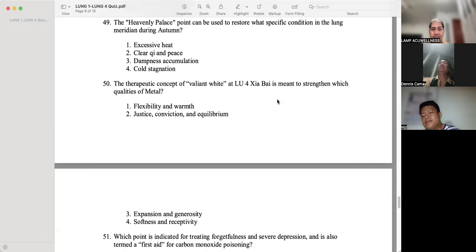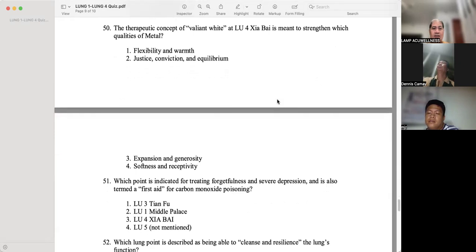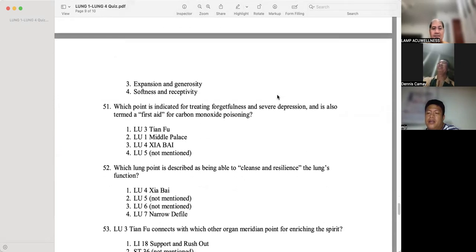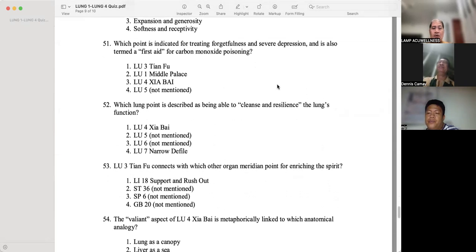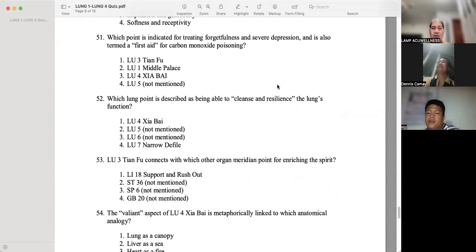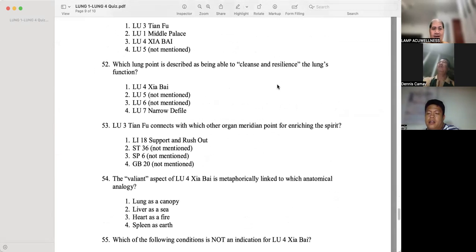The therapeutic concept of valiant white at lung 4 is meant to strengthen which qualities of metal? Justice, conviction, and equilibrium. Which point is indicated for treating forgetfulness and severe depression, also termed as first aid for carbon monoxide poisoning? Lung 3 Tian Fu.